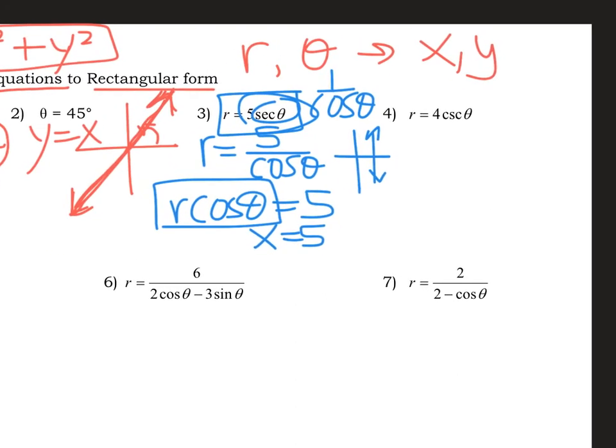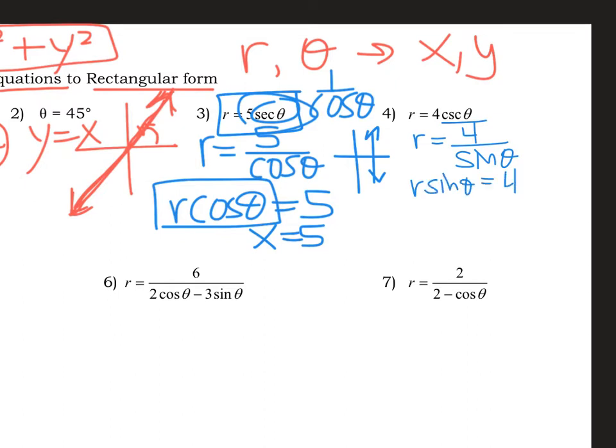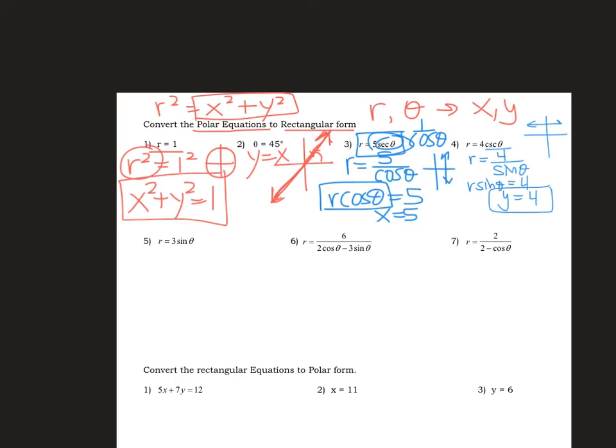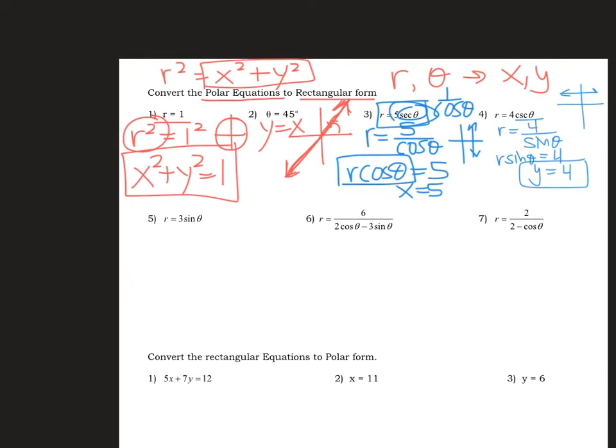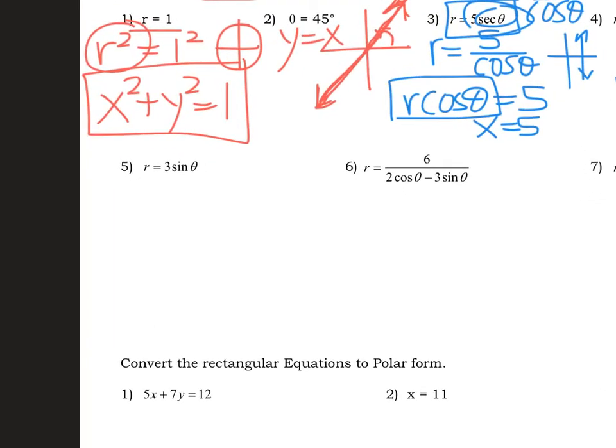Let's go to 4. r equals 4 cosecant theta. Try this one. You got this. Instead of cosecant, we're going to put that over sine. Multiply it over to the other side. y equals 4. What is that? You're right. That is a horizontal line through y equals 4. All right, so those were pretty basic, pretty easy graphs. Nothing fun in any of those. The next ones are quote-unquote fun.